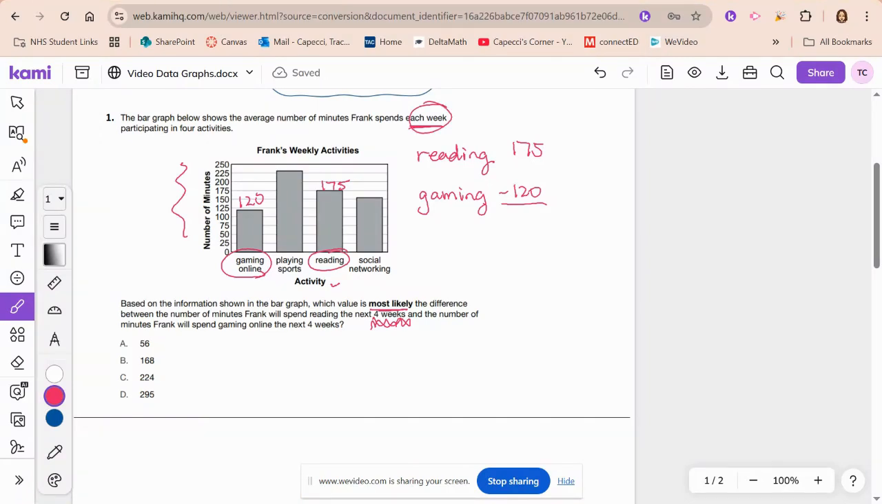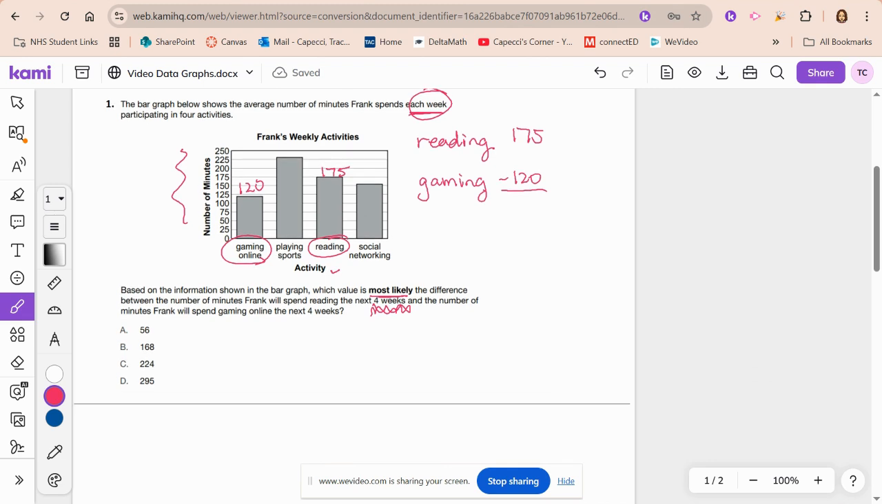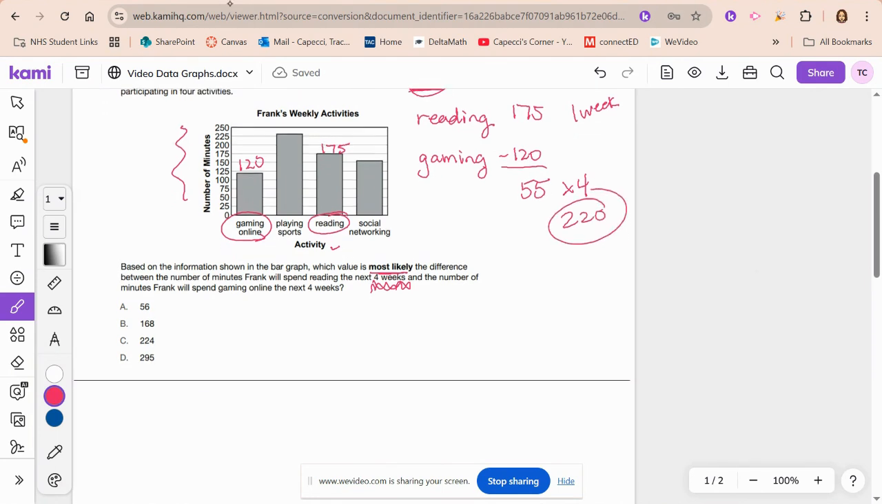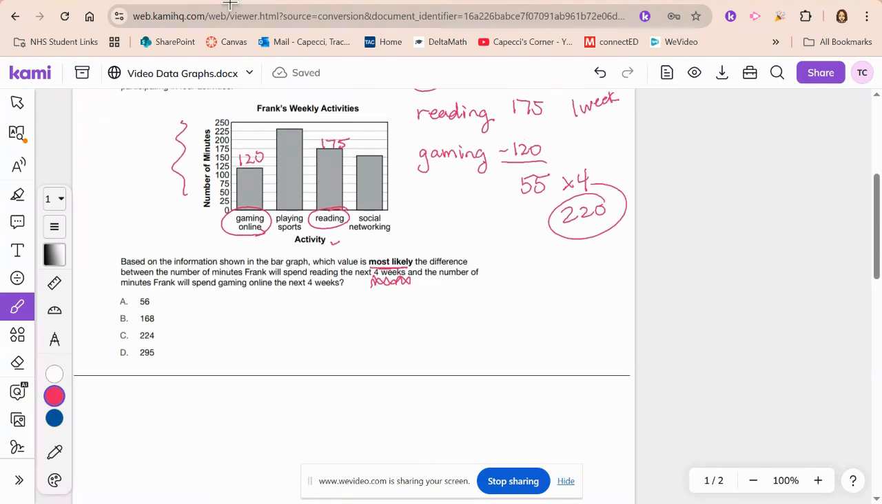So the first way we can do this is just take 175 minus 120. So this is for 1 week. And that gives me 55. And then I can multiply that by 4. And that gives me 220. So there's a 220-minute difference in 4 weeks. Well, 224 is pretty close.